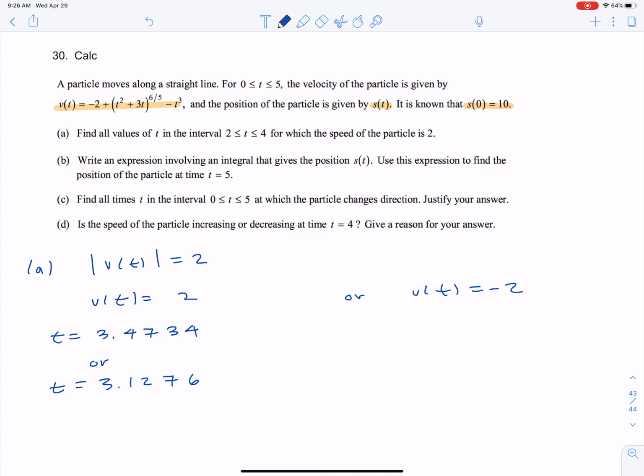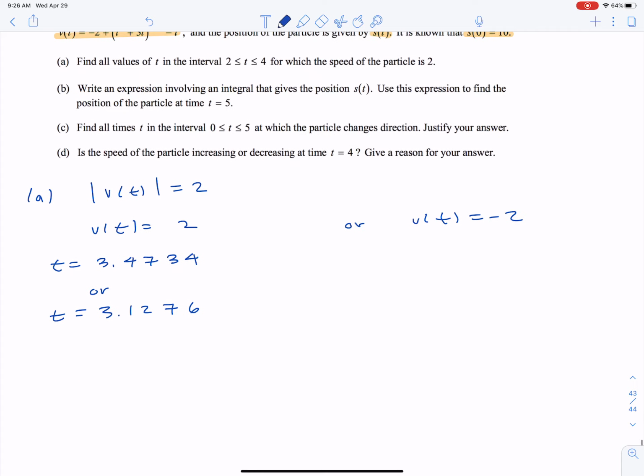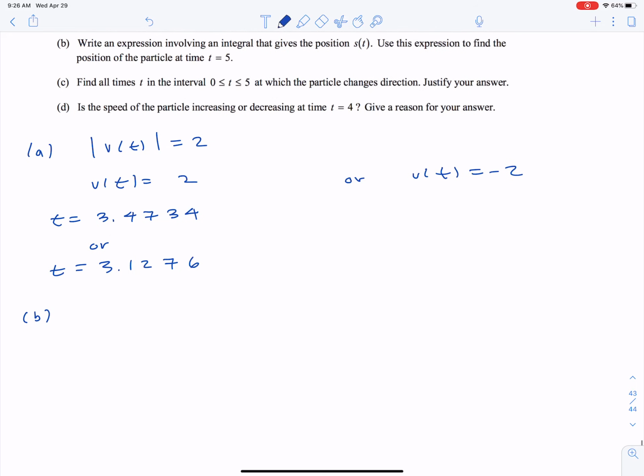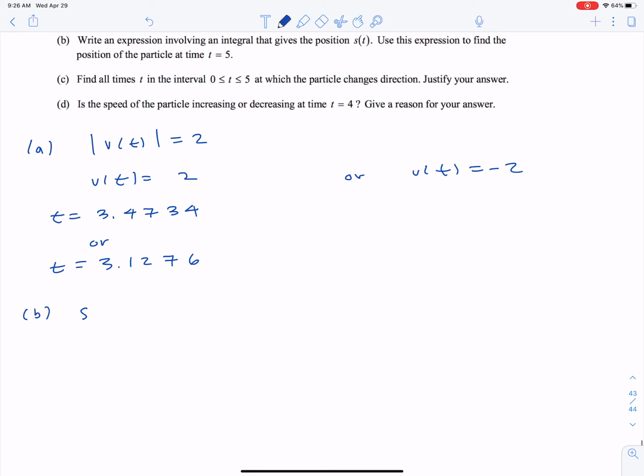Okay, letter B. Write an expression involving an integral that gives the position s of t, then use it to find the position of the particle when t equals 5. So s of t, what is that going to be? Well, in order to determine s of t, we need an initial condition. So I need to say at time 0, its position is blank.